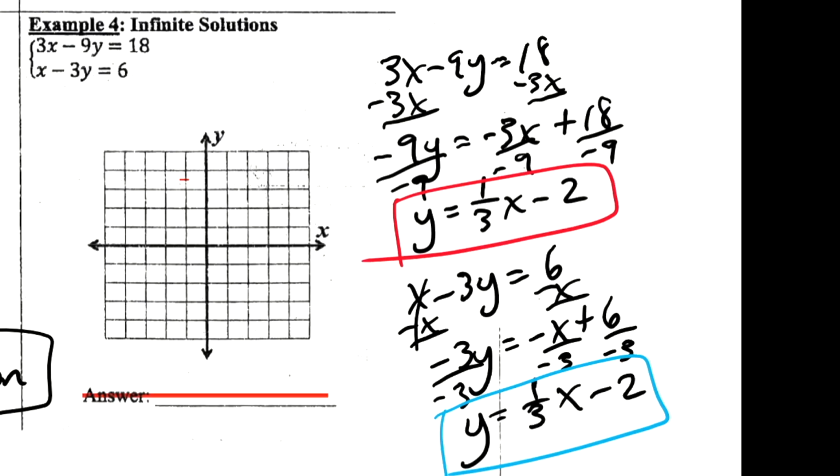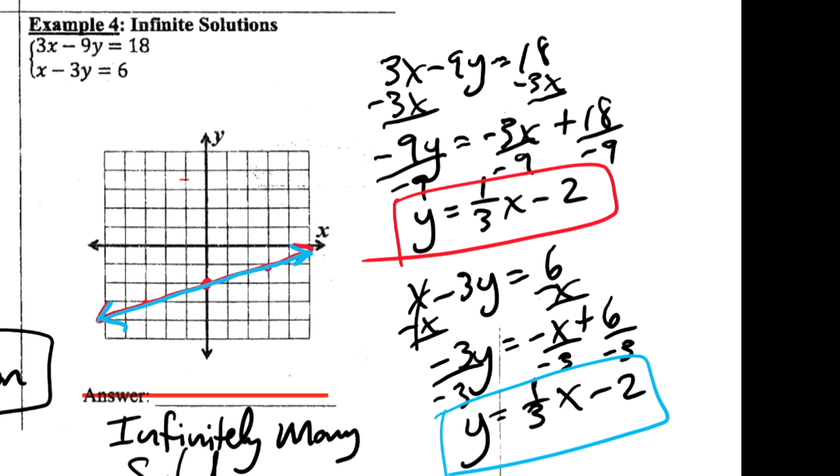So it's almost as if the red line, which has a slope of 1/3, goes through negative 2, and the blue line occupy the same locations at the same time. That's why we say there are infinitely many solutions. Or sometimes people just say many solutions.